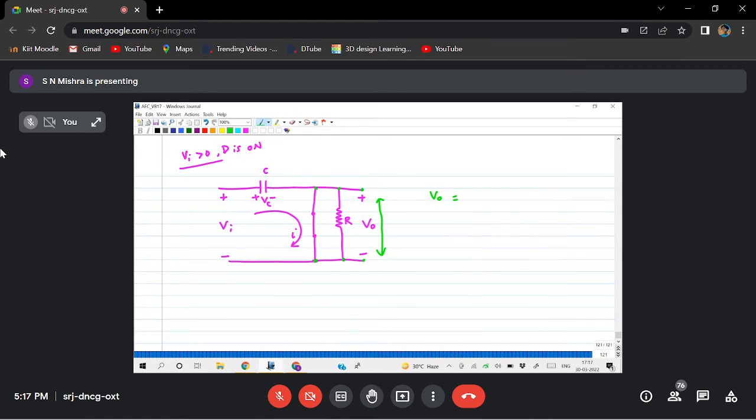I want to find the output voltage across these two points. So this is the same as these two points, the same as these two points. What is the potential difference between these two points? VI minus zero? Zero. Same point, so zero. Then sir, how will current flow?